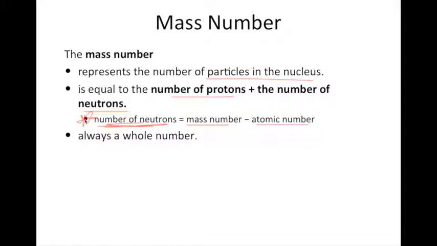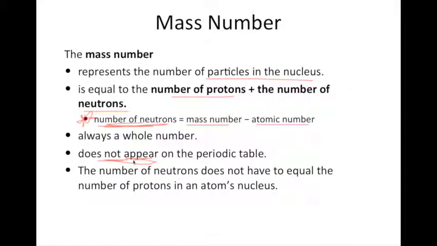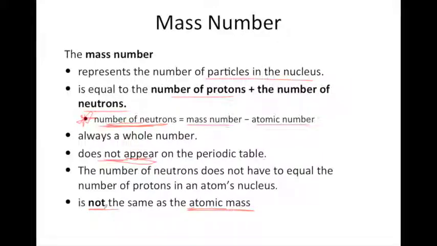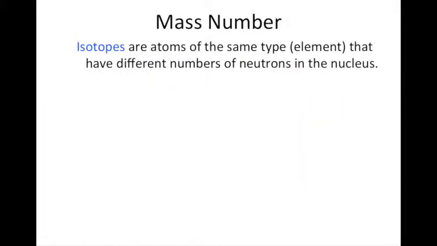Like the atomic number, we can't have a half of a neutron, so the mass number is always a whole number. The mass number does not appear on the periodic table. Unlike atomic number, it does not appear. The number of neutrons does not have to equal the number of protons in an atom's nucleus. So we can have atoms that have more or fewer neutrons than protons. And finally, the mass number is not the same as the atomic mass. Now, we'll talk about atomic mass later, but this is something you may want to just make a note of for now.